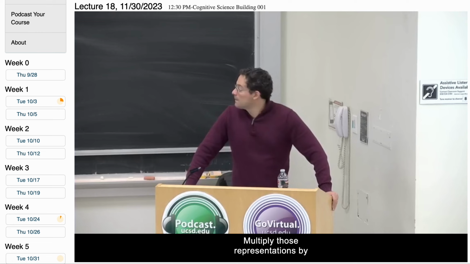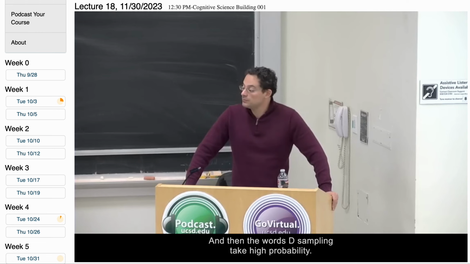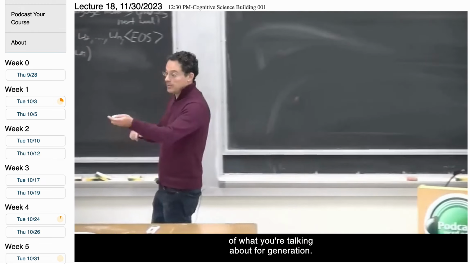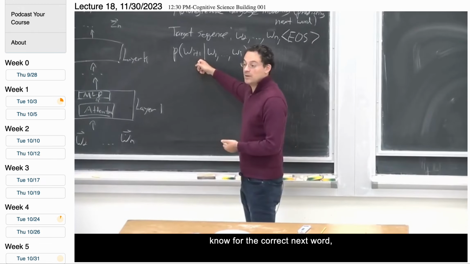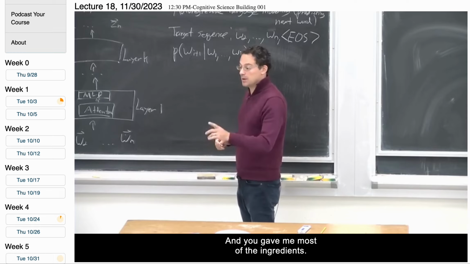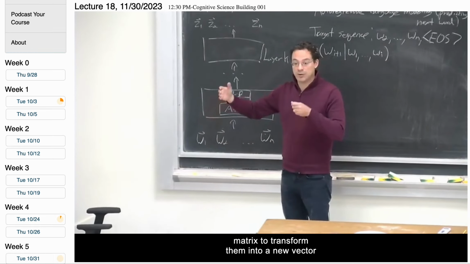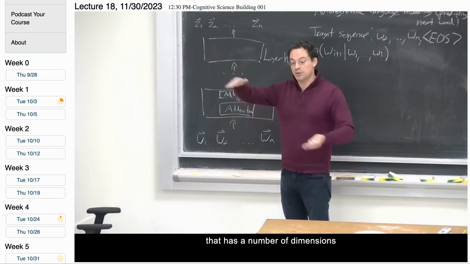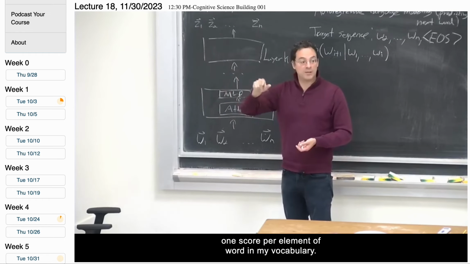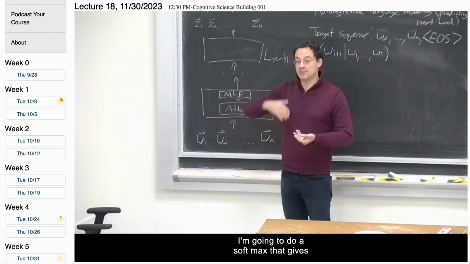Multiply those representations by the output matrix, and then get the softmax of that. Well, you're trying to calculate what's the probability. When you're talking about generation, that's great. But I want to know for the correct next word, how do I compute this probability? And you gave me most of the ingredients. Okay, so you're right that I'm going to take the z's, run them through an output embedding matrix to transform them into a new vector that has number of dimensions equal to the size of the vocabulary. So I have 1 score per element of my vocabulary. I'm then going to do a softmax that gives me a probability distribution over words.